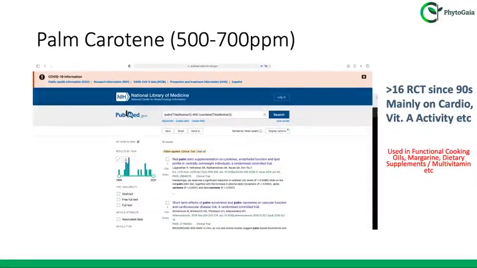Besides that, I'm not going to touch on vitamin A. You can get synthetic vitamin A, so using the expensive palm carotene as a vitamin A replacement will be a bit challenging.